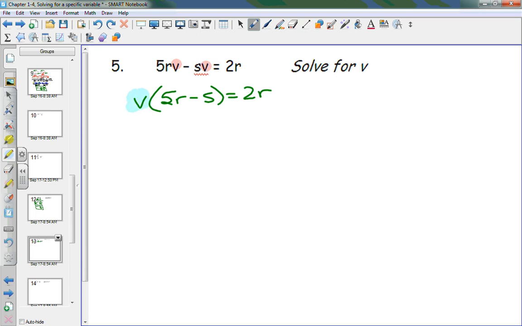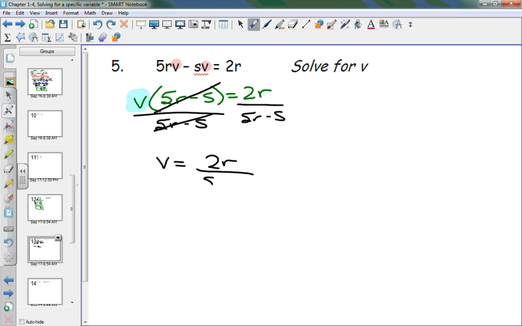Again, I'm solving for v. So I need to get rid of the 5r minus s. It's attached by multiplication, so I'm going to divide by 5r minus s. Those go away, and I have v is equal to 2r over 5r minus s.